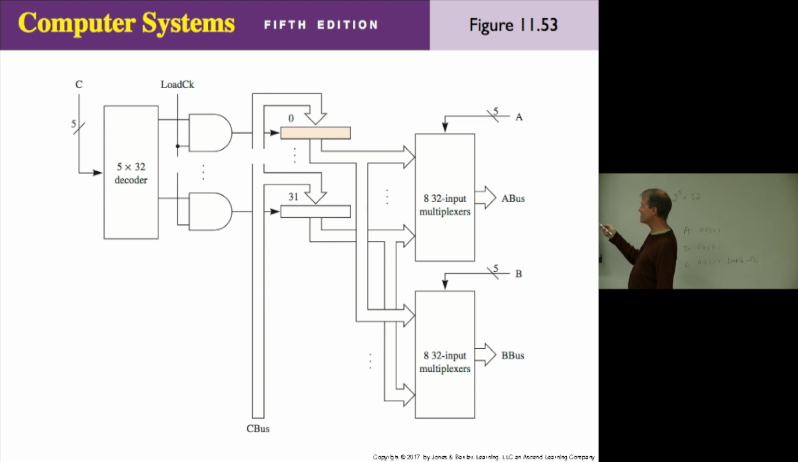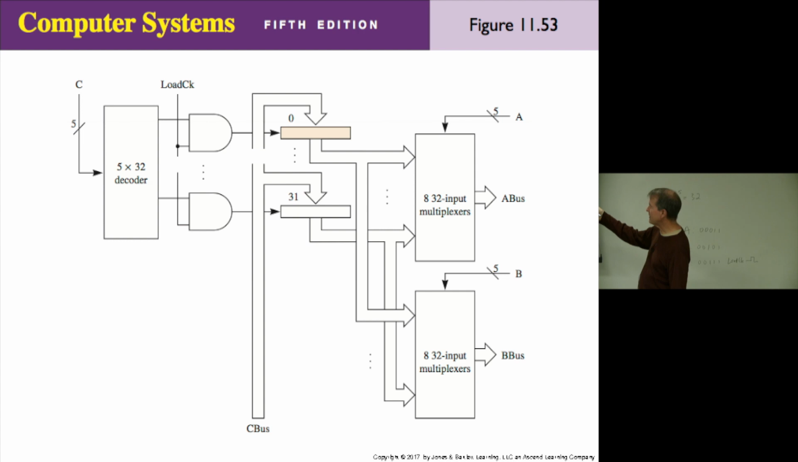And now, how do we have an A bus and a B bus? Well, here is an A bus, and here's the B bus. So the A bus is on the top here, and the B bus is on the bottom here, right? So now, how in the heck does that work? Each one of these A bus and B bus is the output of 8 32-input multiplexers. Now, what does multiplexer mean? Many to one. Are you with me?